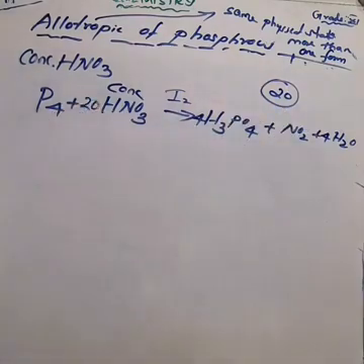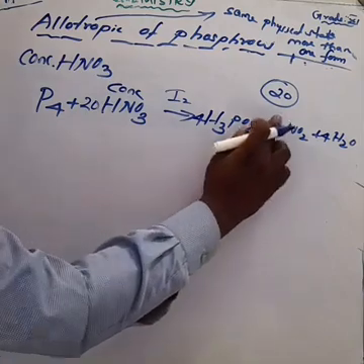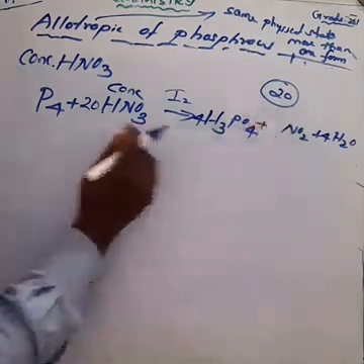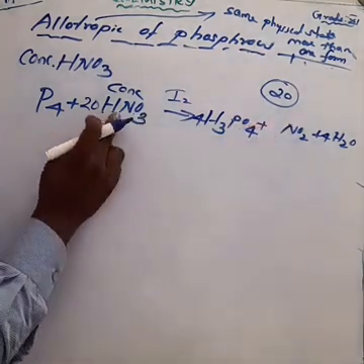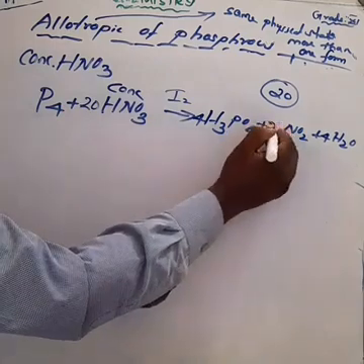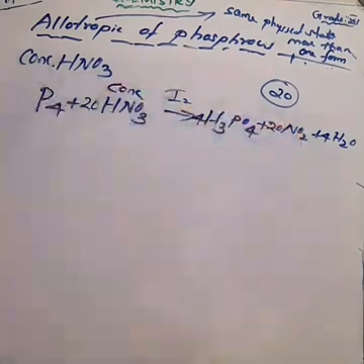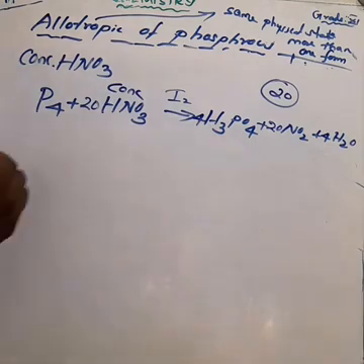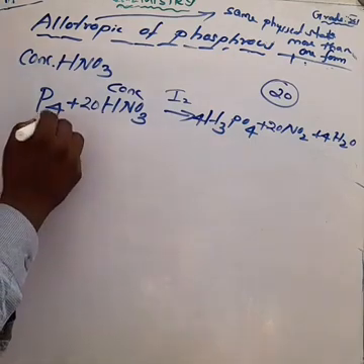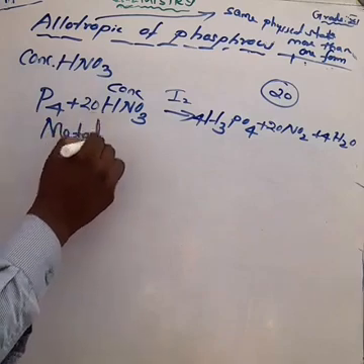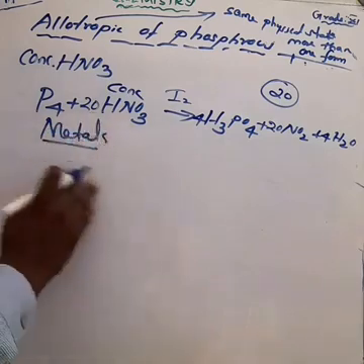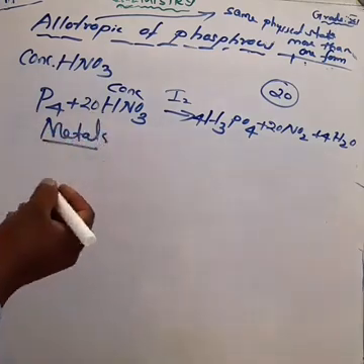So hydrogen is balanced, the phosphorus is balanced, and what about the nitrogen? Here it is 20, so make the product side 20 as well. Now the equation is balanced. Next, what happens when phosphorus reacts with a metal? Here we are taking a few metals like calcium, magnesium, and also sodium.